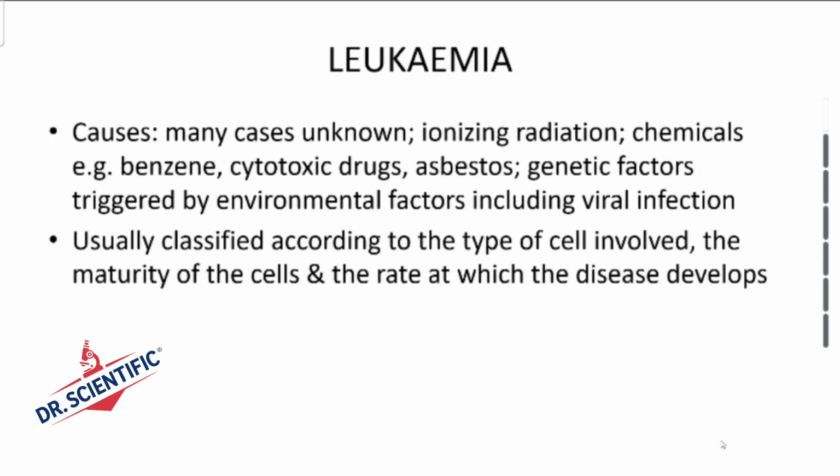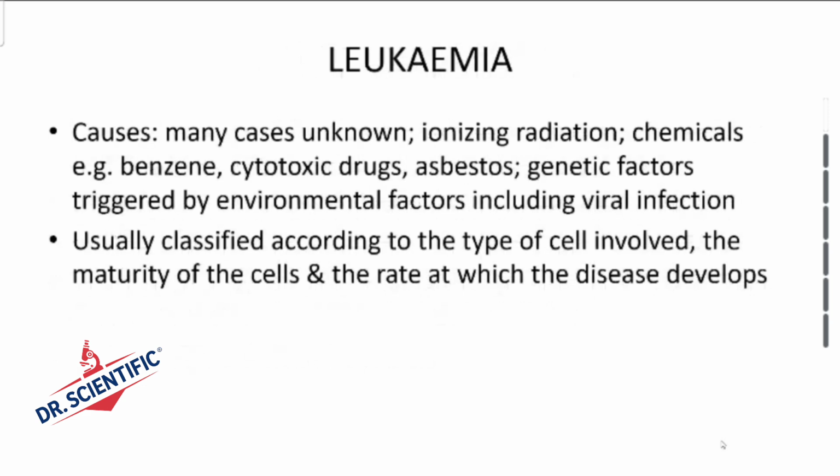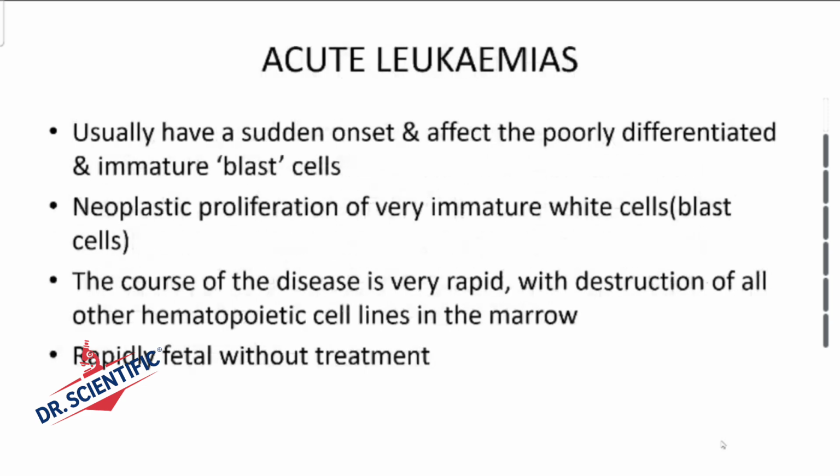And the rate at which the disease develops, this is the one you talk about, acute or chronic. Acute tend to develop very fast, and chronic tend to be slow. So acute leukemias usually have a sudden onset and affect the poorly differentiated and immature blood cells. So mostly these are caused by immature blood cells, and the rate of onset is sudden.